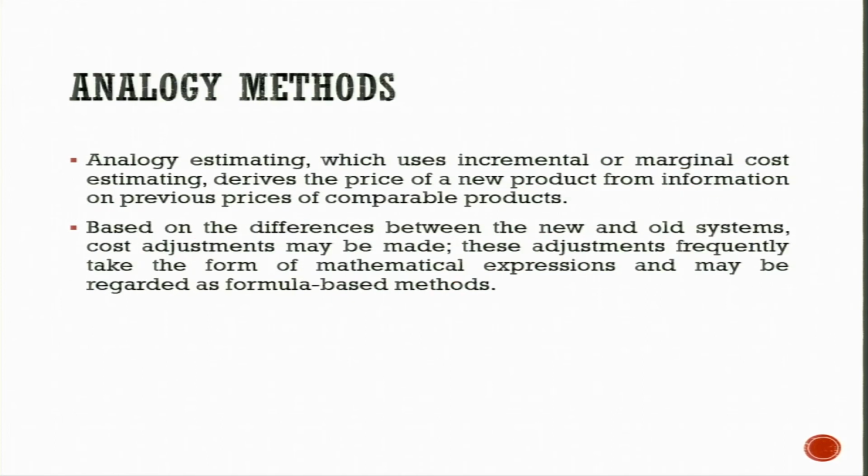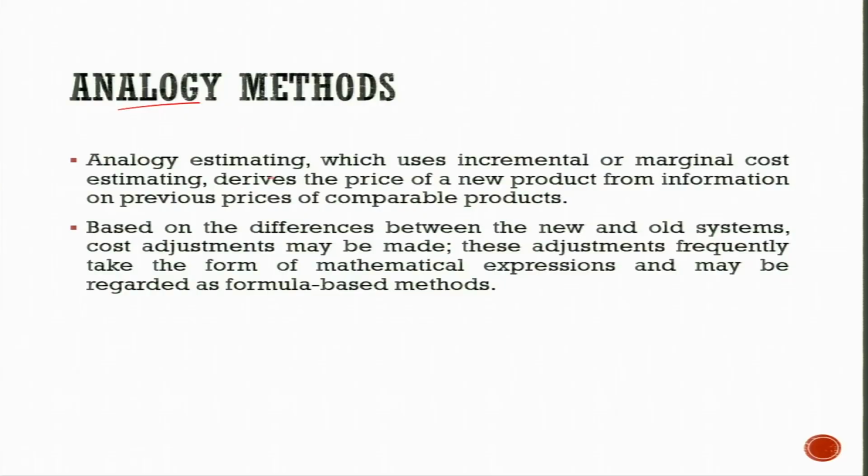So, firstly, an expert opinion might be taken, then we can also go for the data analysis, collect the data. So, then comes the analogy methods. Analogy estimating, which includes or uses incremental or marginal cost estimating. This derives the price of a new product from information on previous prices or comparable products. So, this is the analogous estimating method, in which the scope, cost, budget, duration or measures of scale such as size, weight, complexity is all taken from the previous similar projects.